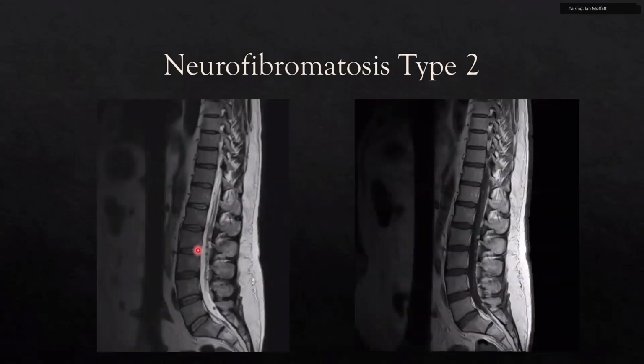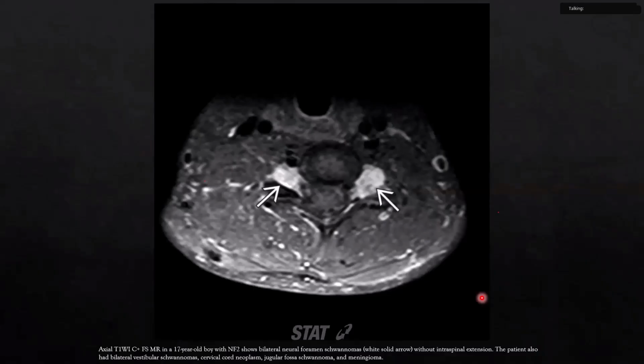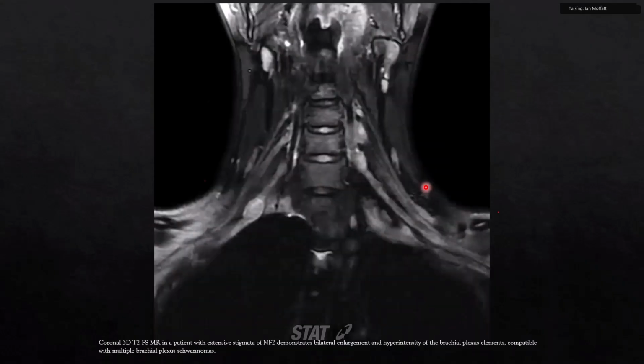So here's our typical cauda equina in an NF2 patient, multiple studded little T2 hypointense, in this case, enhancing lesions along the cauda equina. Bilateral schwannomas exiting nerve roots of the cervical spine, another NF2 patient, and multiple well-defined schwannomas along the brachial plexus.